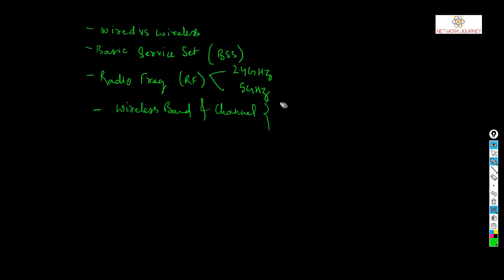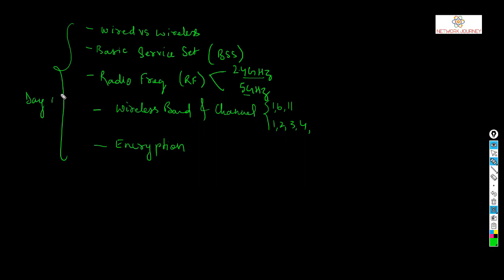Channels are nothing but, what are the best channels for 2.4? It's 1, 6, 11. Whereas for 5, all the channels are best because they don't overlap. What else did we cover? We covered encryption. So yes, these were a few topics which we covered on day number 1.